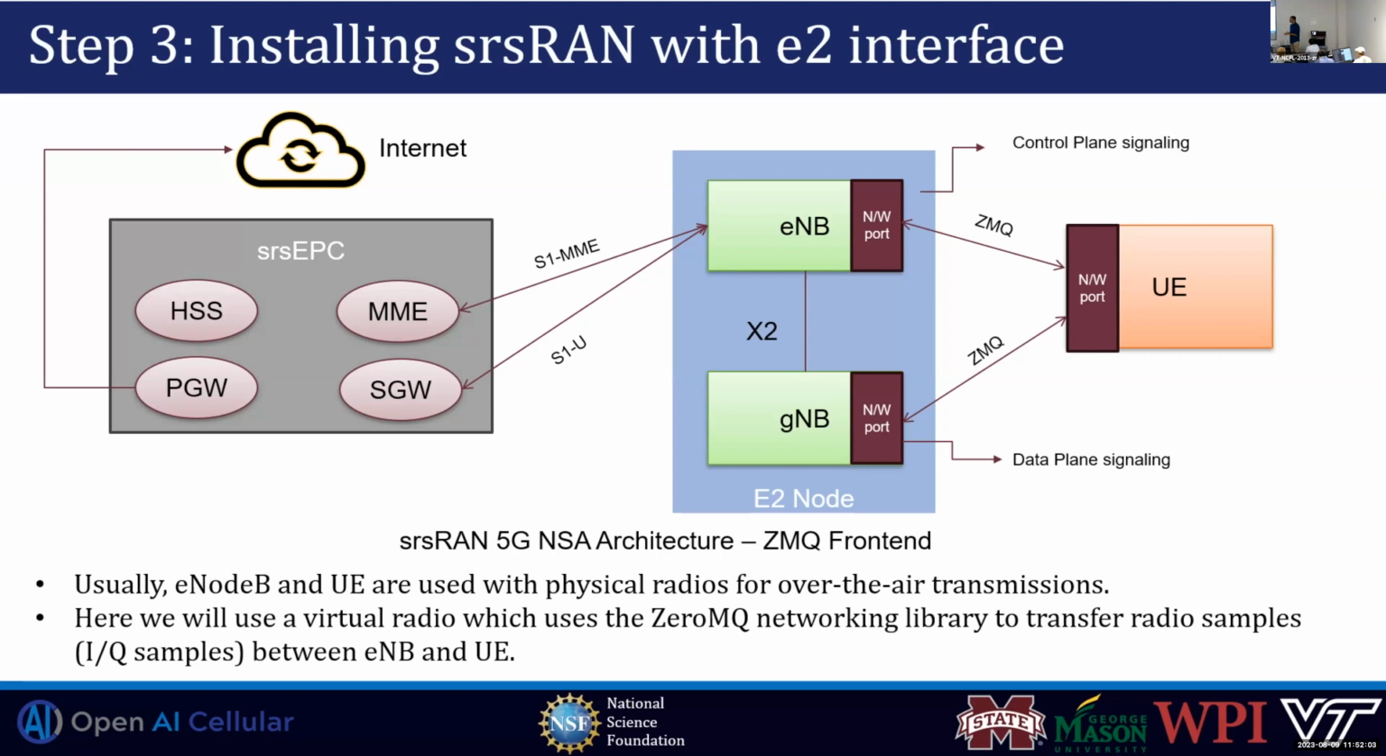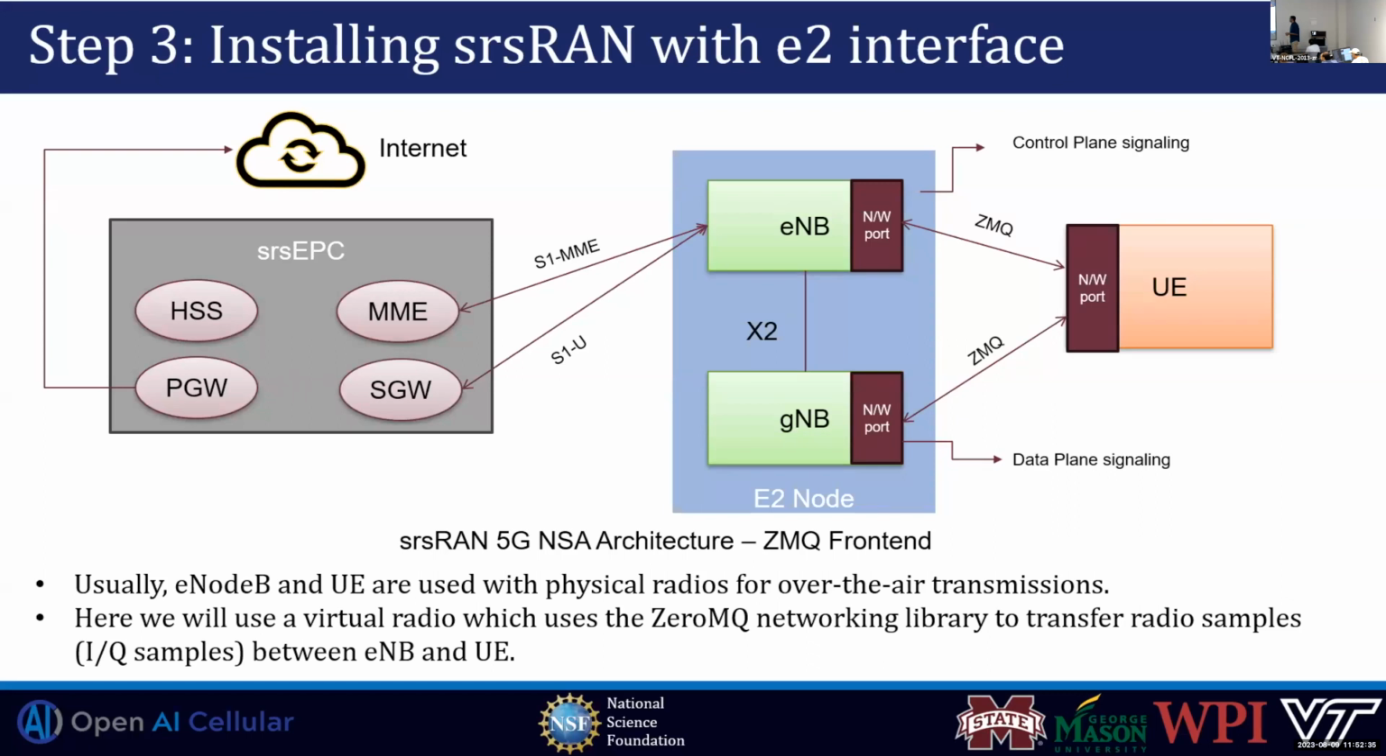So simplistically speaking, that's what this is. Here the EPC, again, is not a 5G EPC because it's not a fully standalone 5G system. So we are again using the LTE version of the SRS EPC, and the ENB handles all the messaging with the EPC. EPC is basically the core network, and the ENB and the GNB together constitute the E2 node.